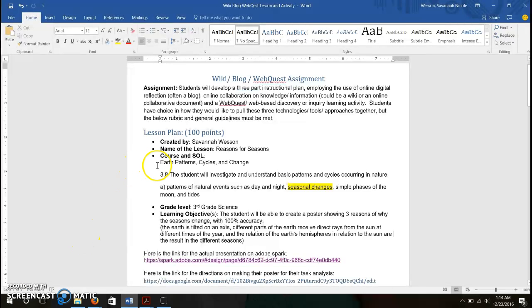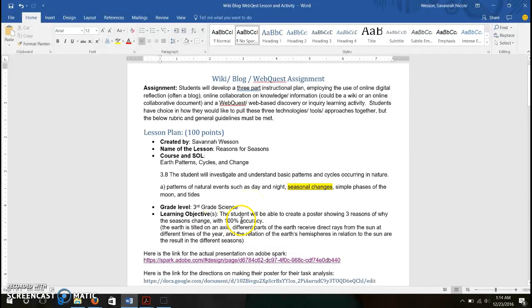Today my SOL is based on Earth Patterns, Cycles, and Change. It's going to be 3.8, and it says that the student will investigate and understand basic patterns and cycles occurring in nature. Mine is basically focused on Part A and the seasonal changes. This is for a third grade science class.